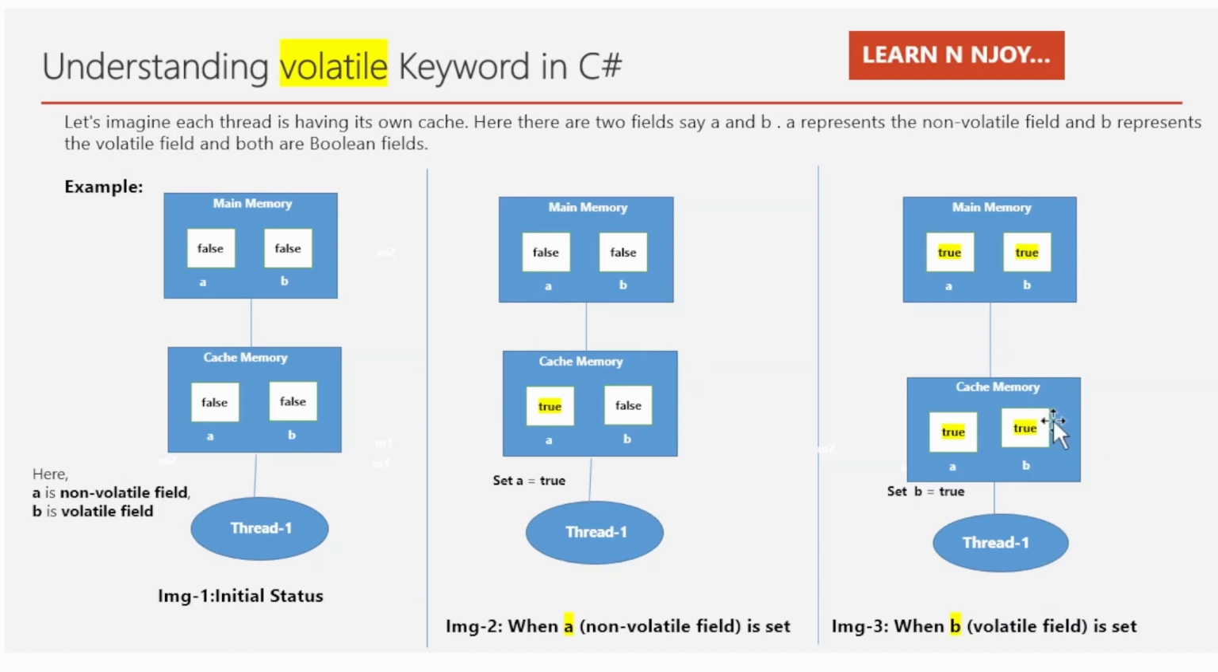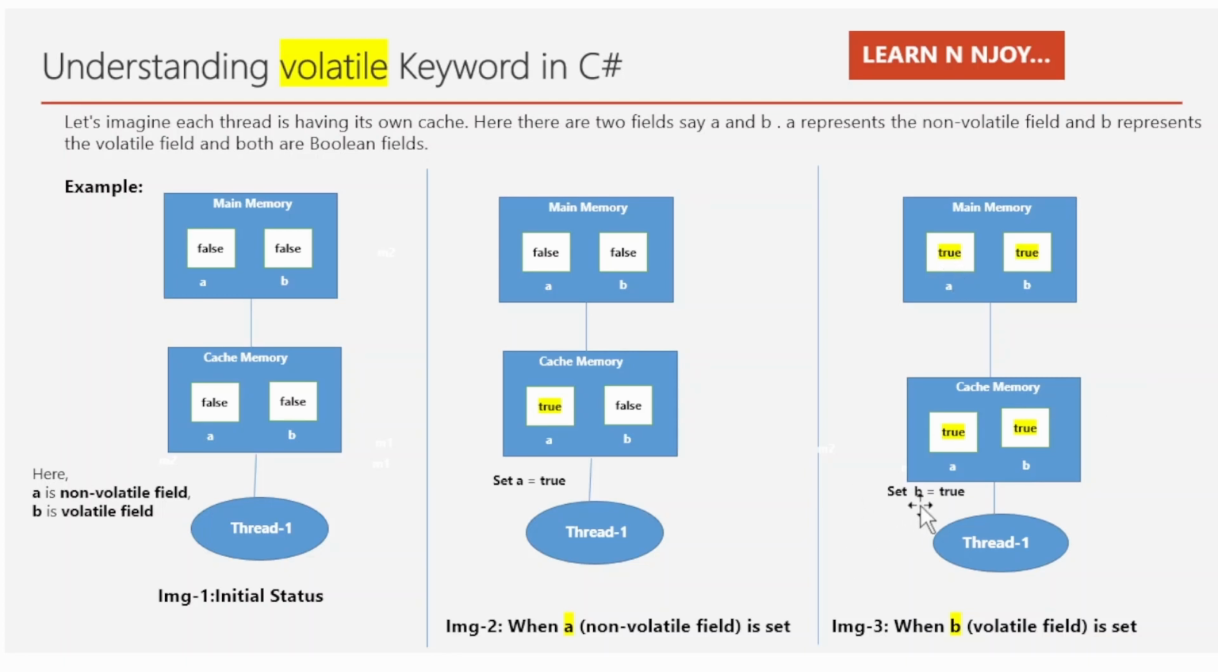Now consider image number 3, which is placed at the right-hand side, where we set the volatile variable b equal to true by thread 1. Then it updates the thread cache and flushes the entire cache to the main memory, and that's what you are seeing: the value of b in the cache memory, and the main memory got updated along with the variable a also. So now we understood how it works in the volatile and non-volatile scenarios, right?